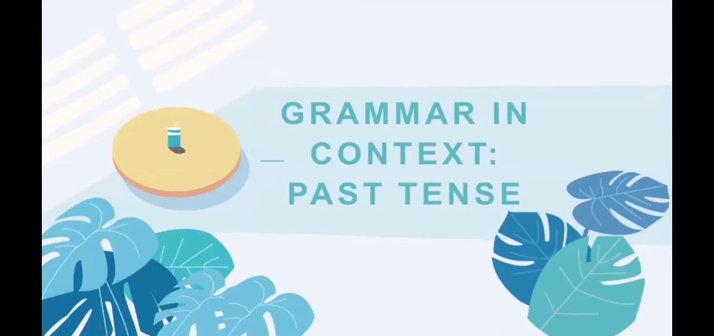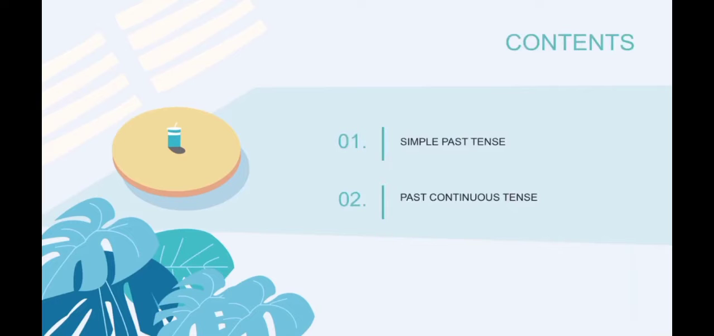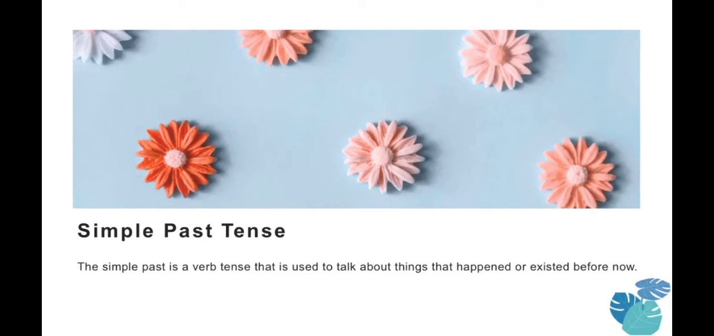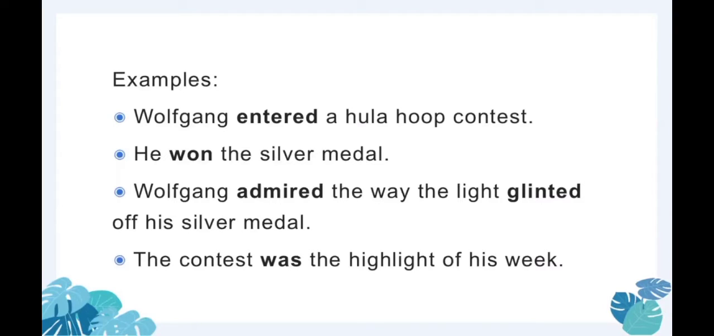Good day everyone. By the way, my name is Shaika Navarre, and I'll be reporting grammar in context: past tense. So there are two types of past tense, the simple past tense and the past continuous tense. So first, let us discuss what the simple past tense is. The simple past tense is a verb tense that is used to talk about things that happened or existed before now. Here are examples of the simple past tense.